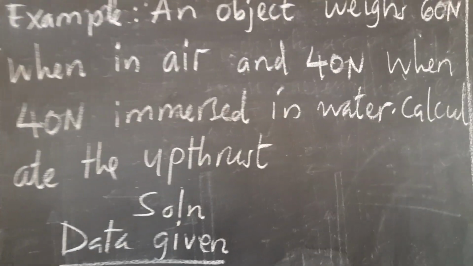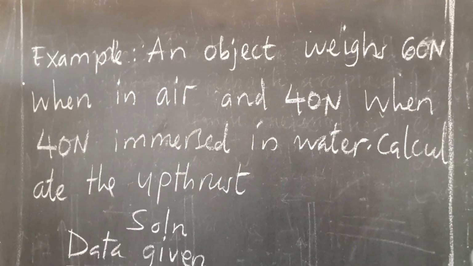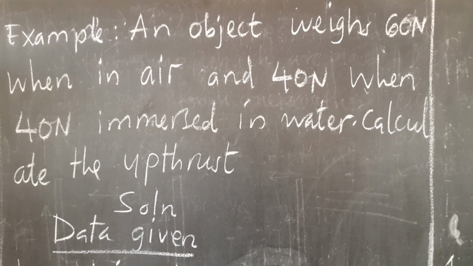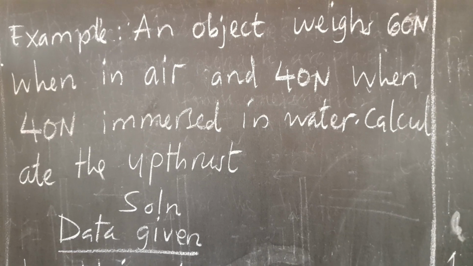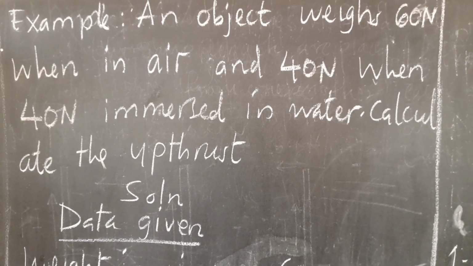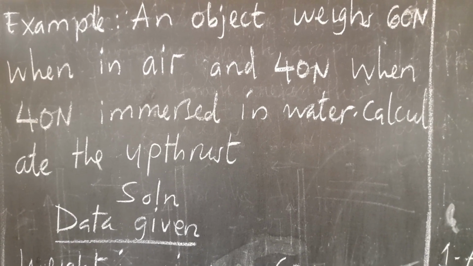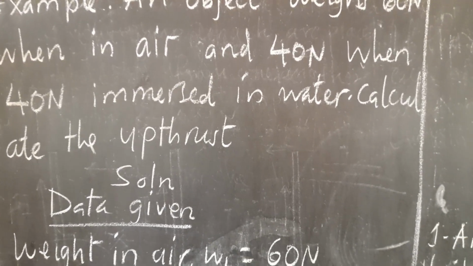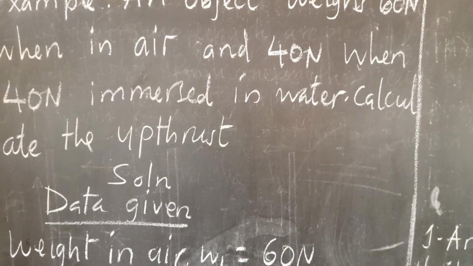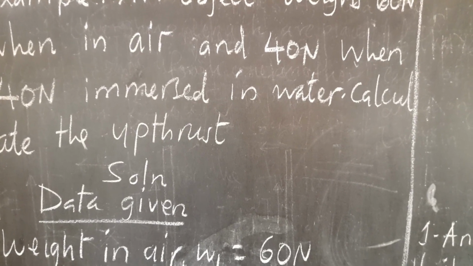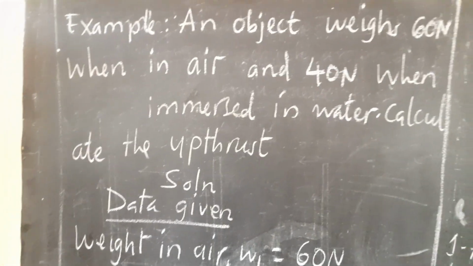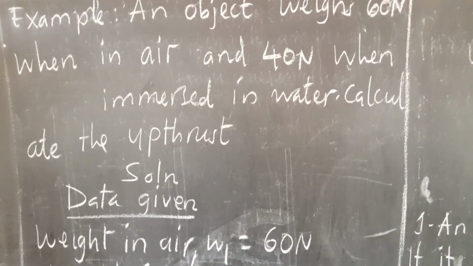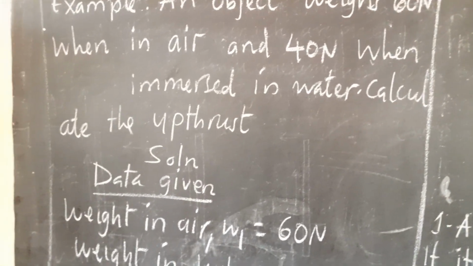Now we are starting with an example. An object weighs 60 Newton when in air and 40 Newton when immersed in water. Calculate the upthrust.